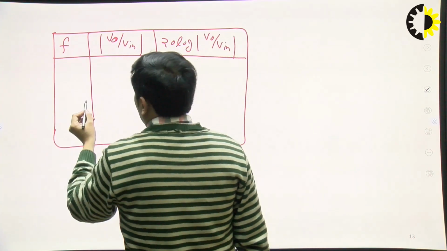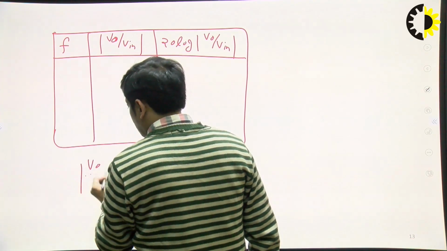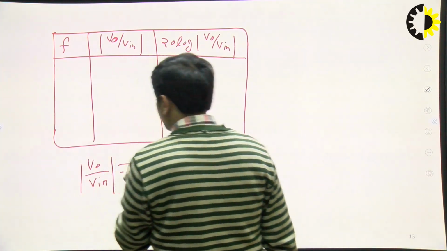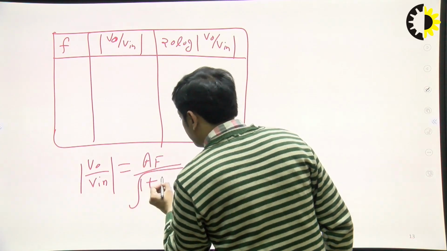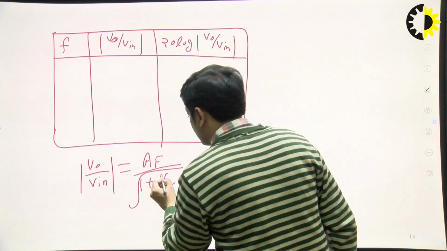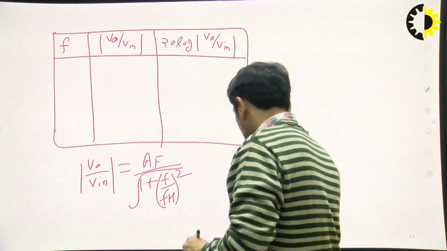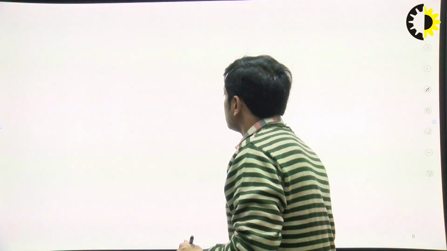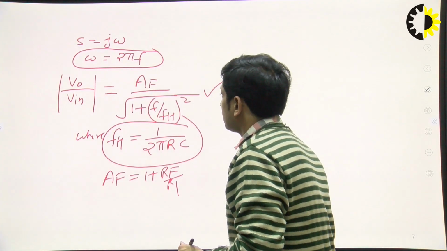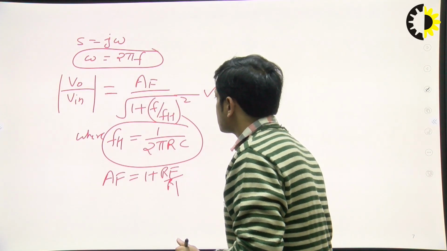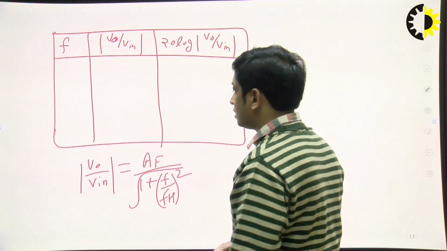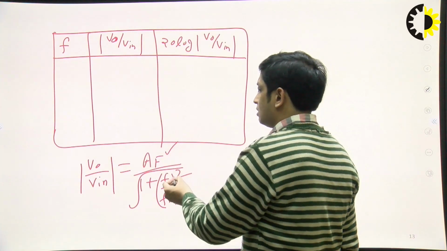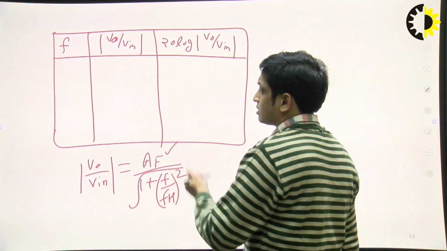Fine. And we know the value of V0 upon Vin. We have derived it for the first order filter. It is AF upon square root of 1 plus F by FH whole square. That we have derived from here. This one. Right? AF upon square root of 1 plus F by FH square. Fine. So everything is given in the question. AF is given, F is the frequency of the input signal, FH is given.